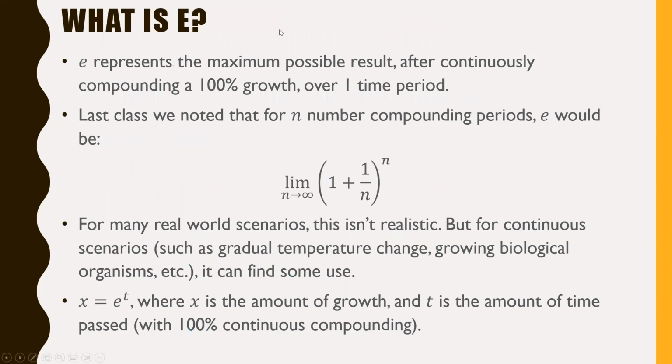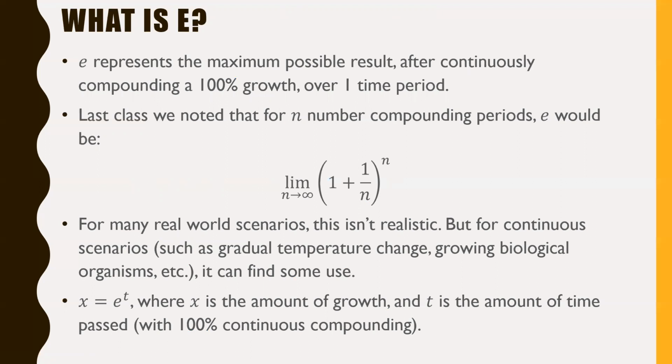Well, e represents the maximum possible result after continuously compounding a 100% growth over one time period. That's a lot to bite off all at once. Basically, it's just like your ideal growth rate, right? So last class, we noted that for n number of compounding periods, e would be equal to the limit as n approaches infinity of (1 + 1/n)^n.